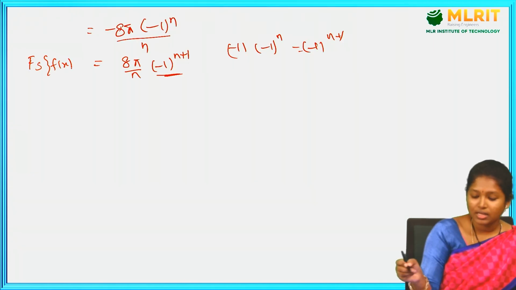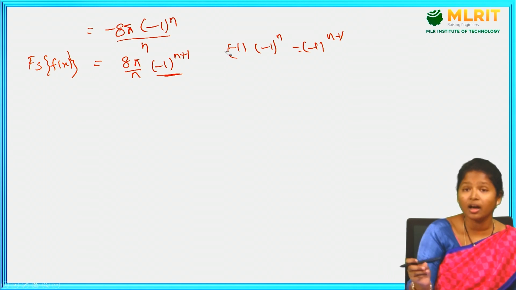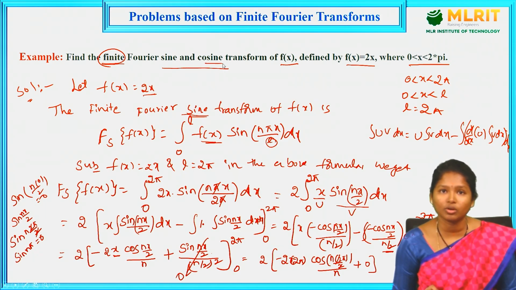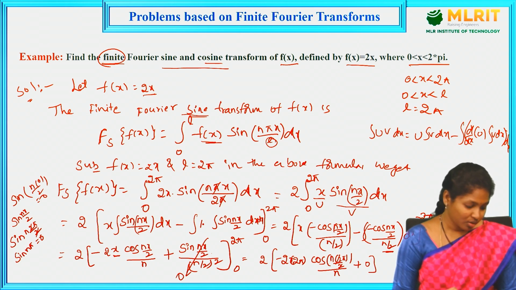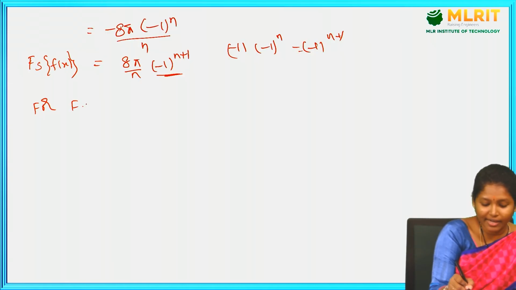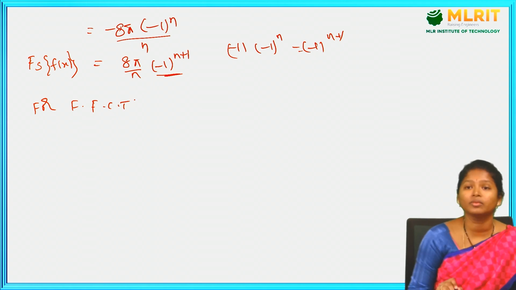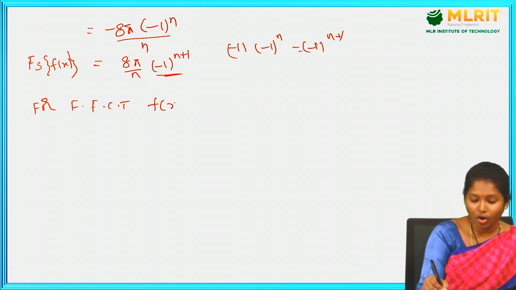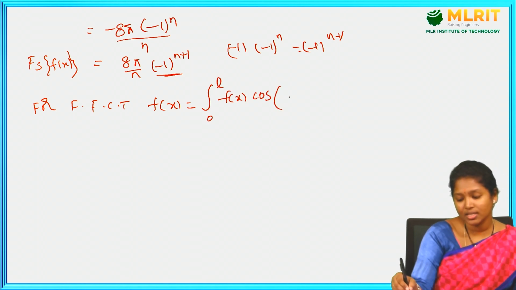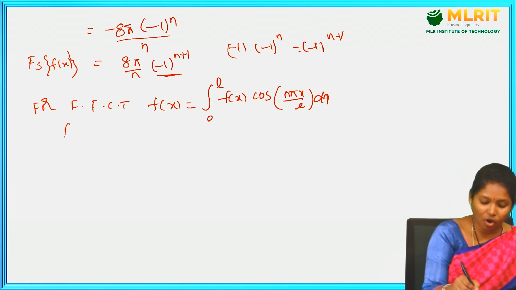Similarly, we have to find the finite Fourier cosine transform also, right? So for the finite Fourier cosine transform, the formula is integral 0 to L f of x cos n pi x by L dx. Here f of x is what?